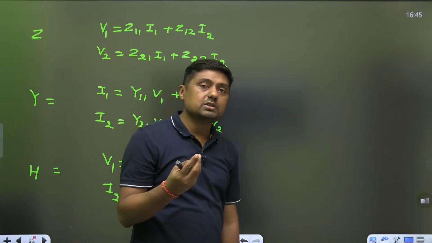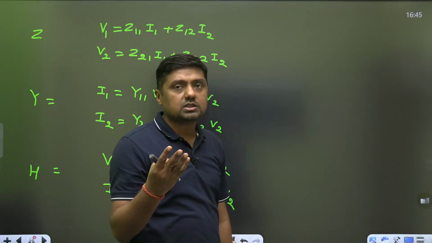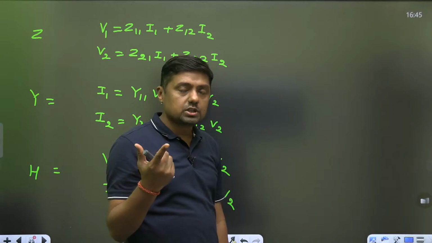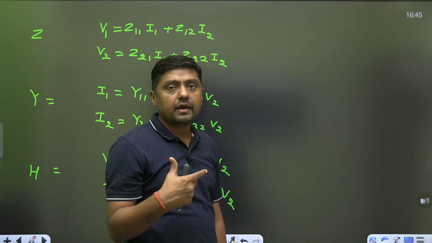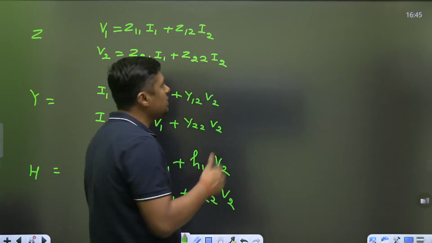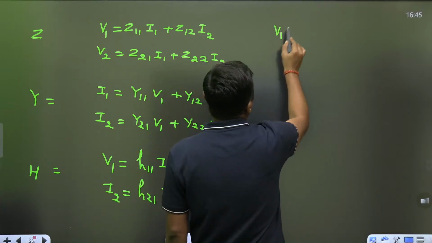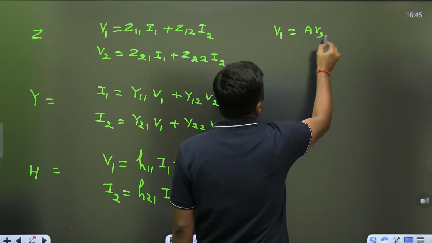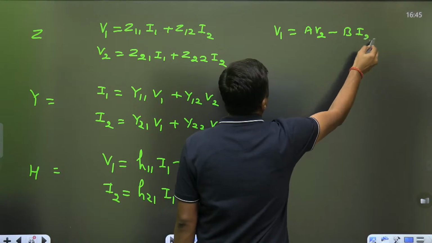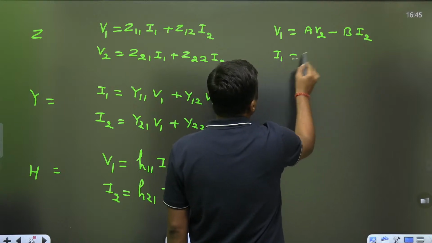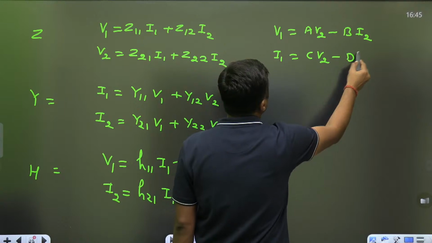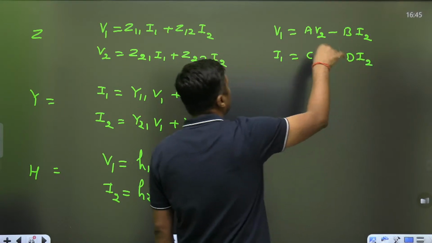How many equations here? Only the 4 parameters are important. First is Z, Y, H, and then ABCD parameters. What is the ABCD parameter? Tell me. V1 is equal to A V2 minus B I2, and I1 is equal to C V2 minus D I2. Finish. This is called ABCD parameter.